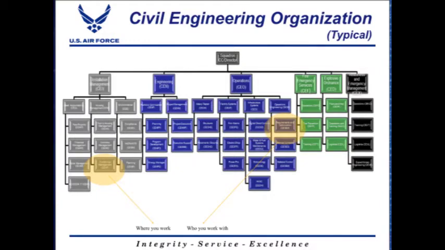If you look at the bubble on the right, you're going to see it circling something called requirements and optimization. That's who you will work with. Under requirements and optimization in the operations flight in CE, that's where the civil engineer customer service function resides. Like I said before, depending on the base you go to, that will determine exactly what civil engineer maintenance database you will use.